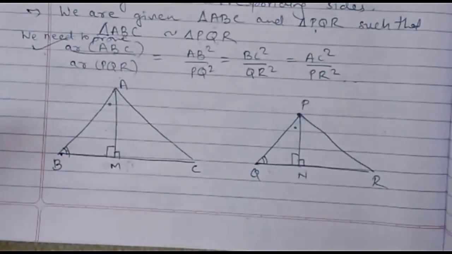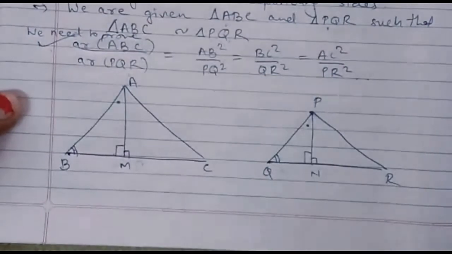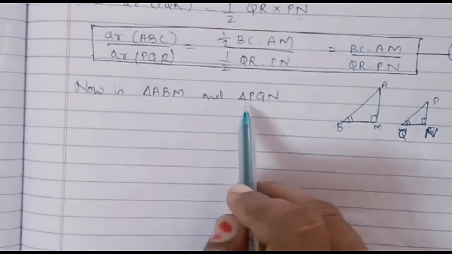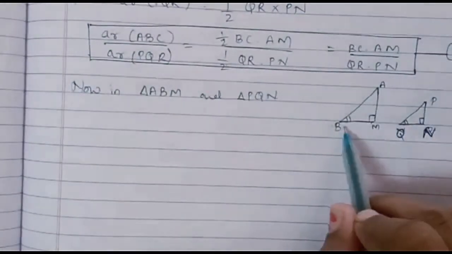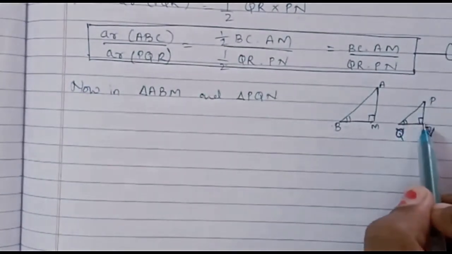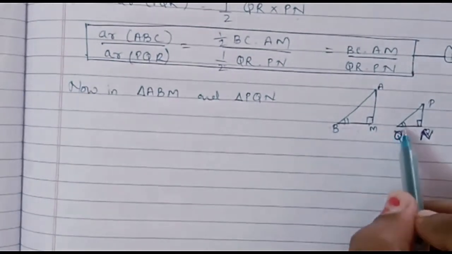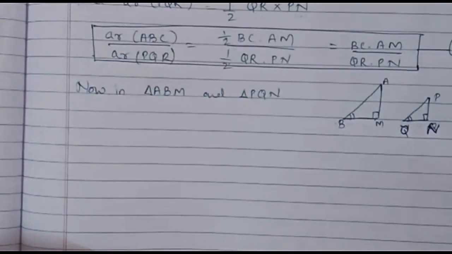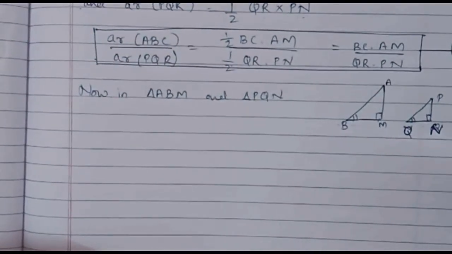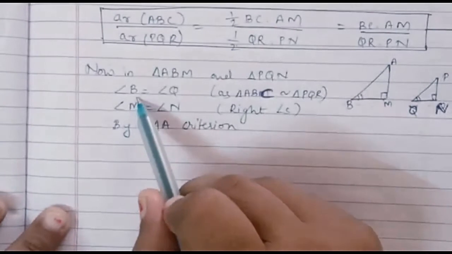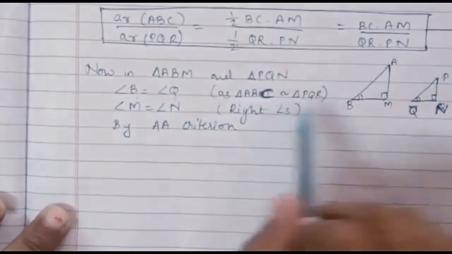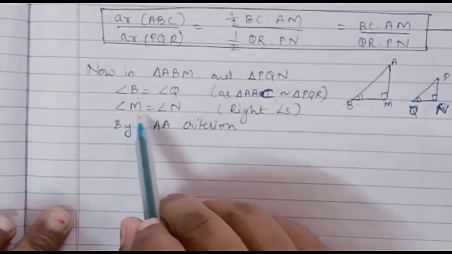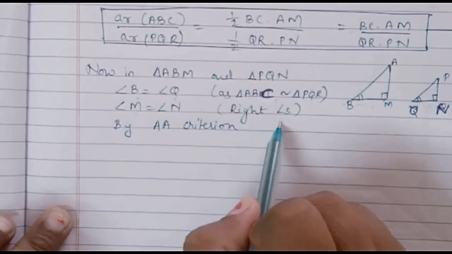Now in the same way, we can write by drawing separate triangles. Here I have mentioned two different triangles, ABM and PNQ. As you can see, angles M and N are right angles, and angles B and Q are equal because triangles ABC and PQR are similar. So I have written angle B is equal to angle Q because triangle ABC was similar to triangle PQR. Similarly, angle M and N are equal because they are right angles.